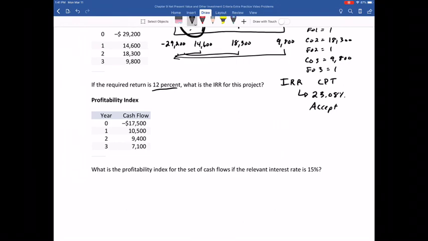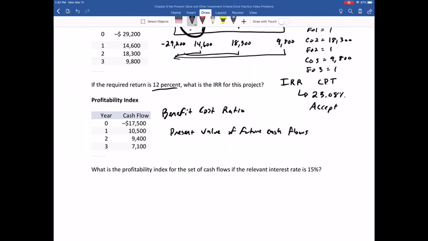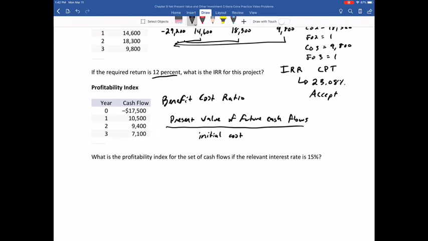And then the last method that is discussed in this chapter is the profitability index. The profitability index is also known as the benefit cost ratio. It is very similar to net present value, except instead of doing the present value of the cash inflows minus the present value of the costs, it now divides them. So what we end up having is the present value of the future cash flows divided by the initial cost. So it's called the benefit cost ratio because for every dollar that I'm spending, what present value of cash inflows does this project generate?